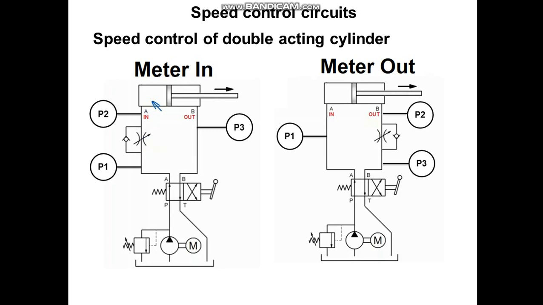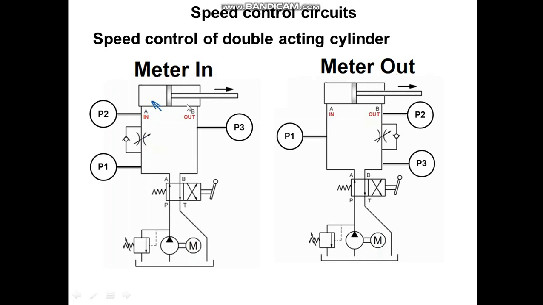The meaning of meter in is that the liquid which is supplied to the blank end, or which is entering the cylinder, has its flow monitored. That is what is called a meter in circuit. Whereas meter out means the liquid which is coming out of the cylinder has its flow monitored, and then it is called a meter out circuit. So when we are monitoring flow going inside the cylinder, it is called a meter in circuit. When we are monitoring flow coming out of the cylinder, it is called a meter out circuit.